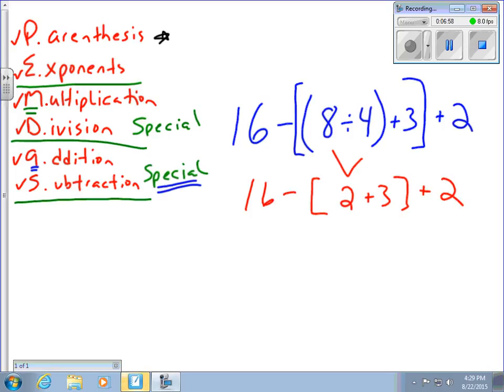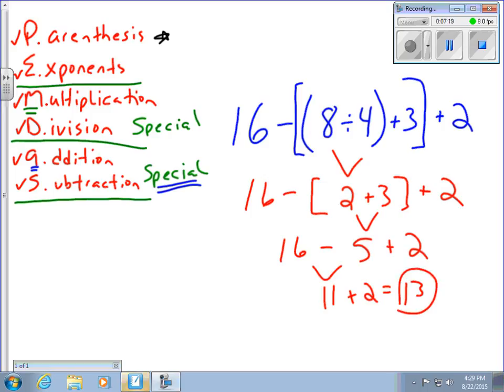I have to do the brackets first because once again, they fall under the parentheses umbrella. 2 plus 3 is 5. 16 minus 5 plus 2. I do subtraction first because it comes first in the problem from left to right. 16 minus 5 is 11. 11 plus 2 equals 13. So my answer for this problem is 13.